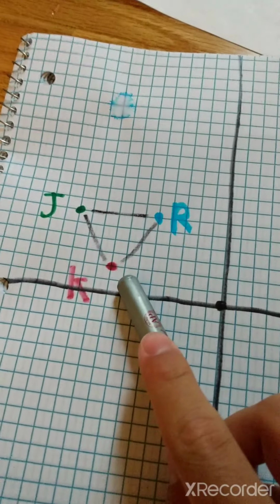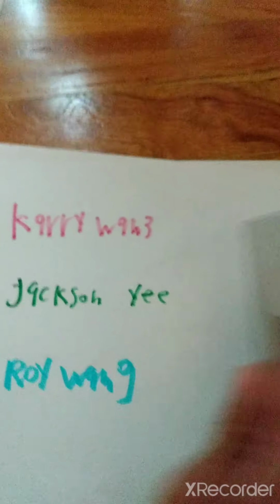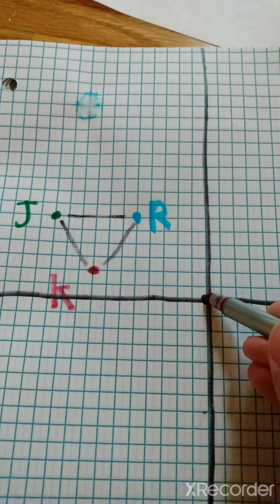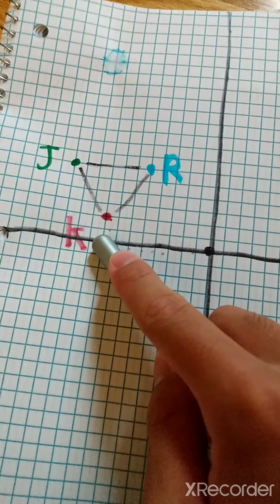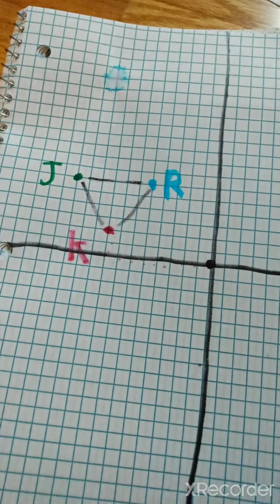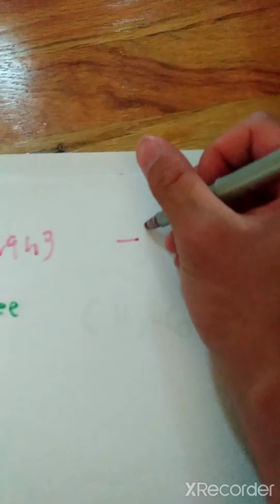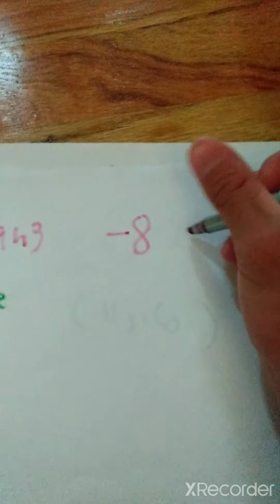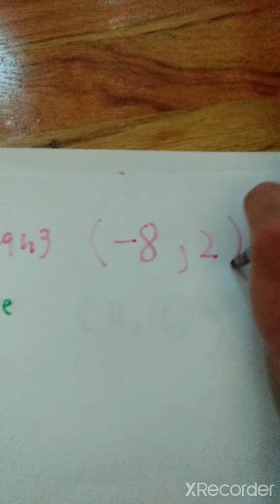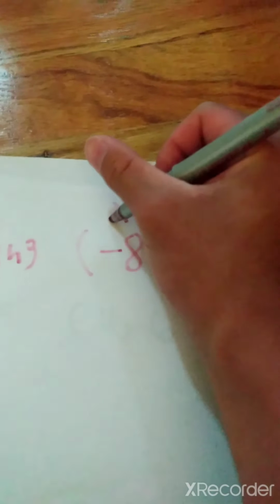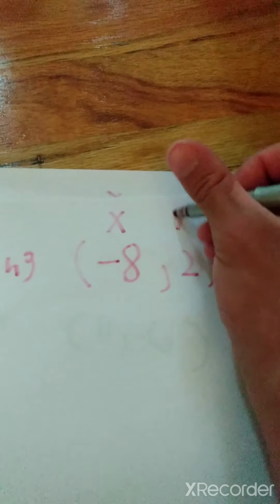So, K represents Kerry Wang, the leader of the boy band, and his point, or where he is on the graph, is 1, 2, 3, 4, -8, +2. So, Kerry Wang's point is -8, +2. That is where he is right now. And that is going to be X and Y.